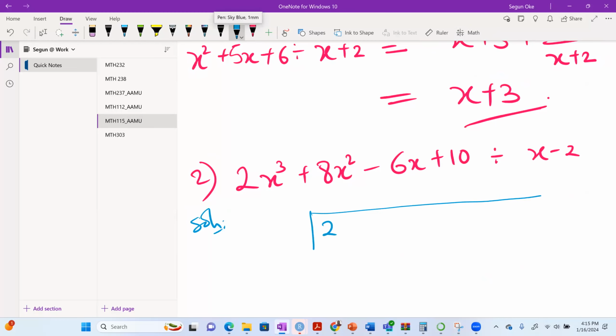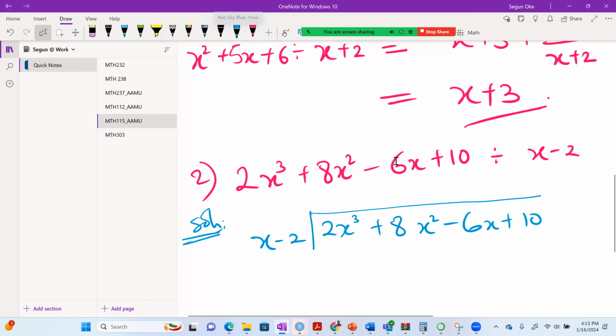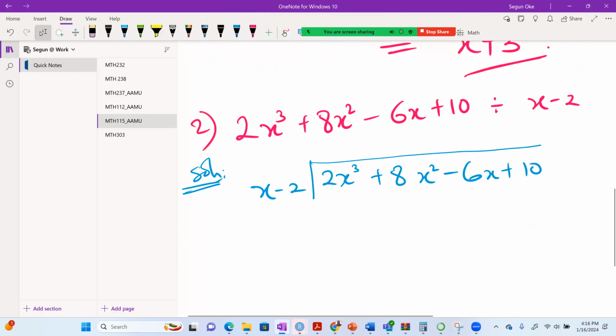You have it to be 2x cubed plus 8x squared minus 6x plus 10. And the divisor here is x minus 2. So we're going to perform the same operation the way we did the first time. This time around, we look into the operation in this way. Let me just do a sketch here.